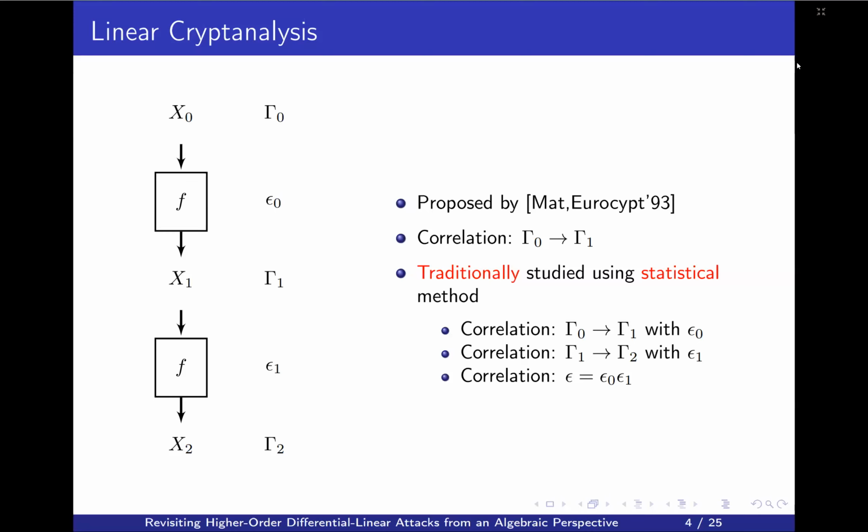For the linear probabilities, the philosophy is somehow similar. We study the correlation from gamma 0 to gamma 2. We also cut the cipher into 2 or more parts, and with the knowledge of each part's linear correlations, we can multiply all the correlations together to get the full correlation.